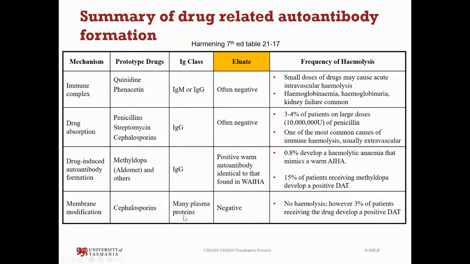This membrane modification is not an antibody, so there's nothing there to elute, and the eluate is always negative. With these two, the eluate is often negative as well, particularly with the immune complex one because complement is activated there. And this one here with methyldopa or Aldomet is the one where we get a positive eluate, so we actually have an autoantibody that we can elute. That's the other really annoying thing with drug-related immune hemolytic anemias: the eluate is often negative.